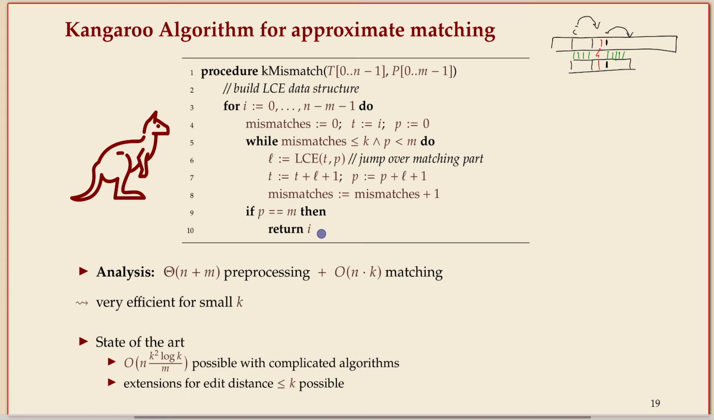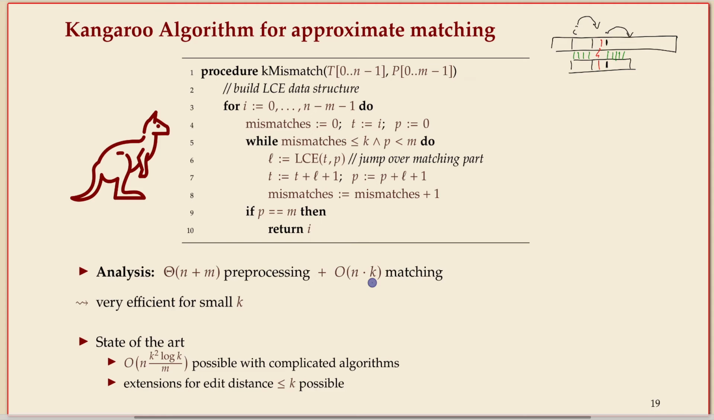How well does this work? The pre-processing is n plus m, that comes from the LCE data structure. That's linear in the length of the string, but we have to take the text and the pattern. And the matching part, the algorithm above it, that is now, instead of n times m, where m could be in the thousands, it's n times k, where you tell the algorithm how many mismatches you still count as okay.